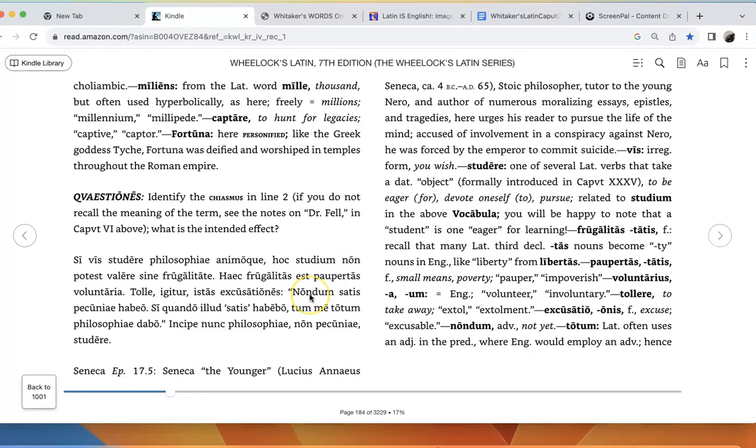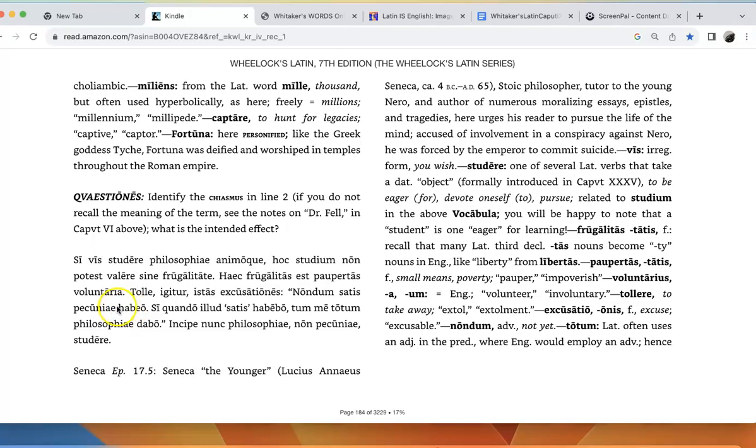So nondum means not yet. So not yet enough of money I have. I don't have enough of money. I don't have enough money yet. And then what's the other excuse?